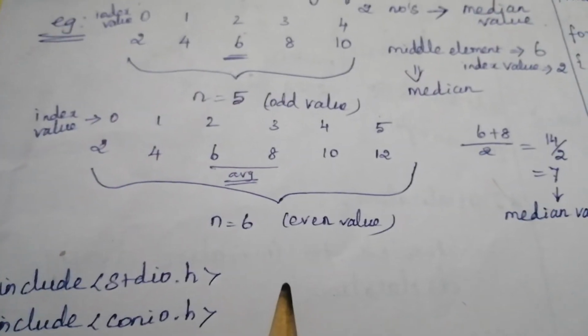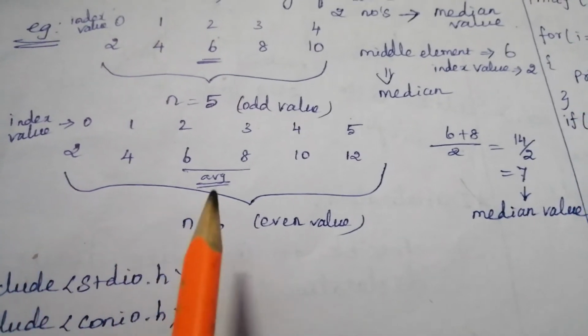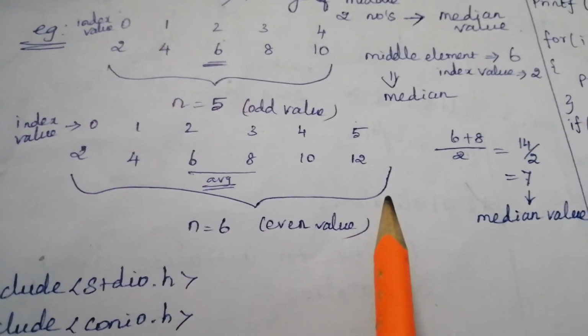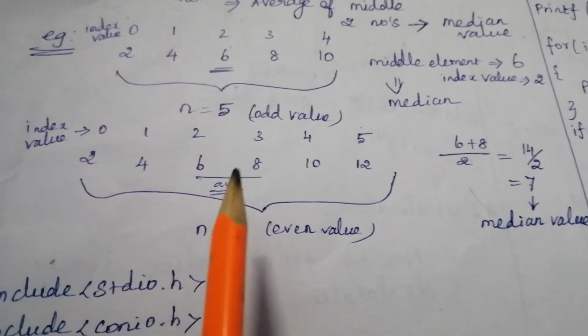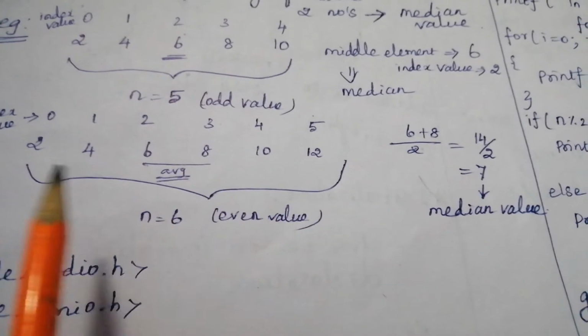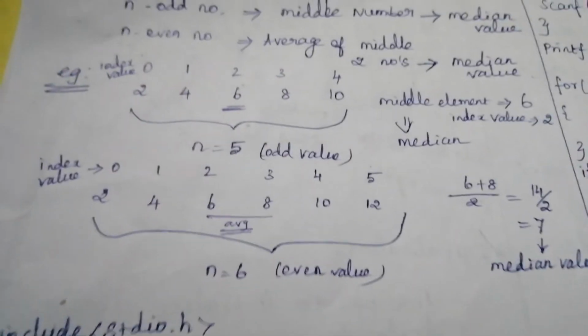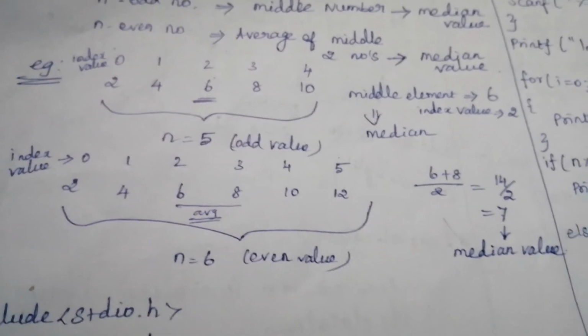Consider if I have given an even number of values like 2, 4, 6, 8, 10, 12. In this case, I have to take the two middle elements and find the average of those elements. That particular average will be the median result for the corresponding numbers. So these are the concepts involved in the calculation of median value.